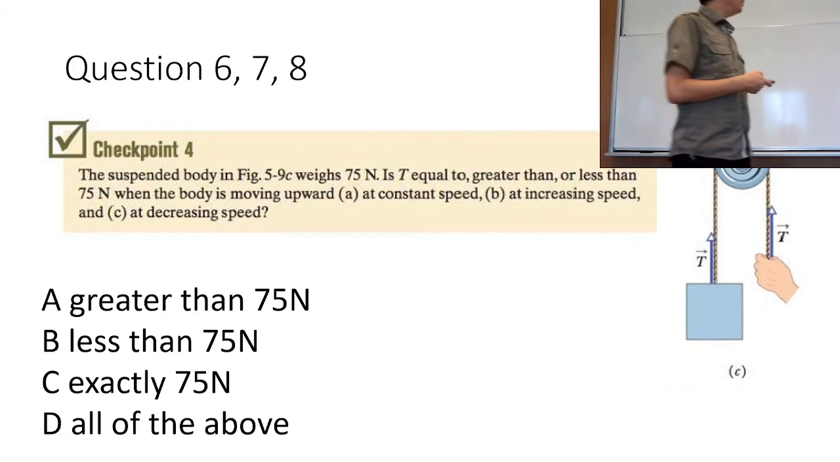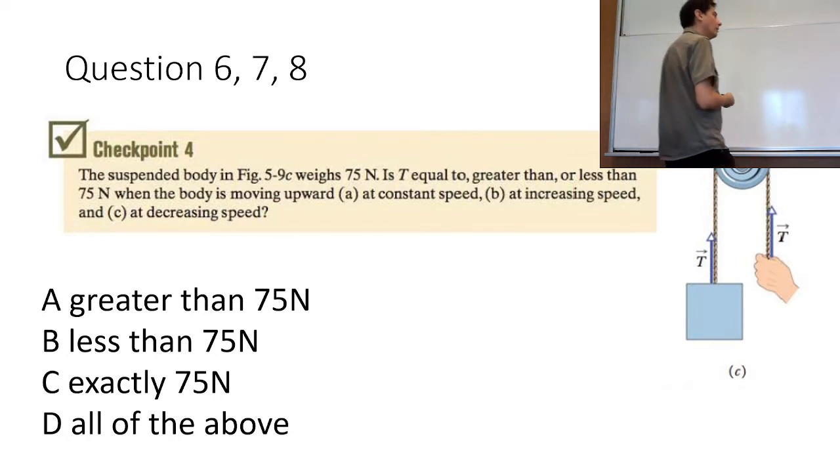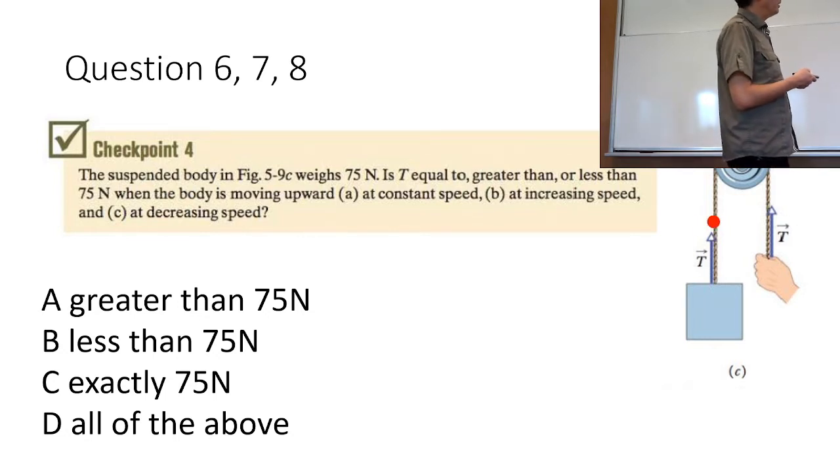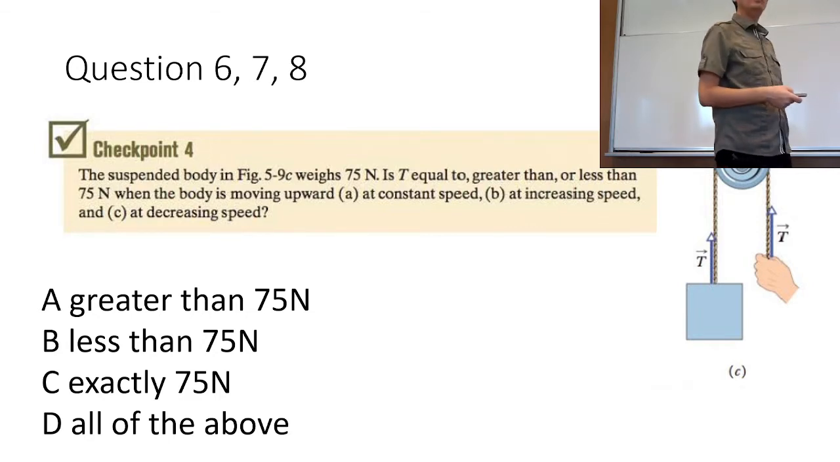So the suspended body in this figure here weighs 75 newtons. Is T equal to, greater than, or less than 75 when the body is moving upward? So firstly, at constant speed. So if it's constant speed, what is T going to be?